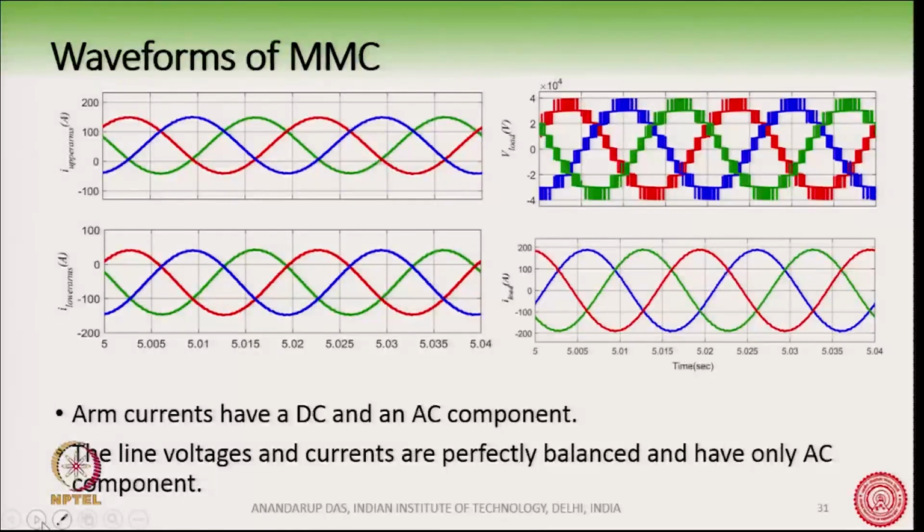And the arm currents. This is the upper arm current and this is the lower arm current, and this is the load current here. The load current is almost like a perfect sine wave, with no DC component, but the arm currents, both the upper arm and the lower arm, you see these are shifted from 0. So, this means that there is a DC component here. This DC component, as we have discussed, is essential for the operation of the converter.